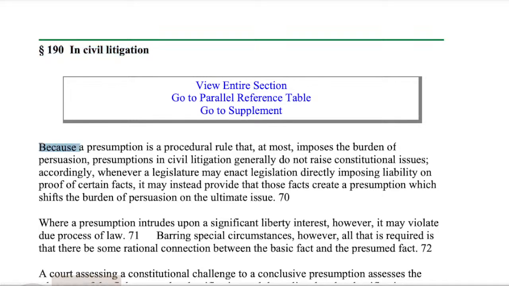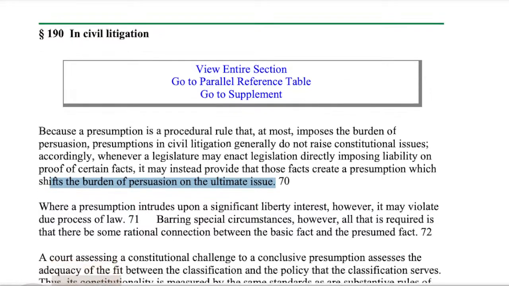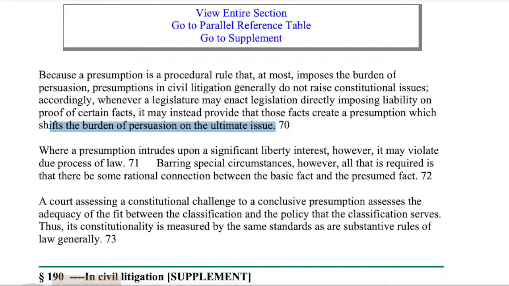That said, let's continue. Because a presumption is a procedural rule that, at most, imposes the burden of persuasion, presumptions in civil litigation generally do not raise constitutional issues. Accordingly, whenever a legislature may enact legislation directly imposing liability on proof of certain facts, it may instead provide that those facts create a presumption which shifts the burden of persuasion on the ultimate issue. Wow. Pretty dense first paragraph. I'll let American Jurisprudence break it down as it normally does here.